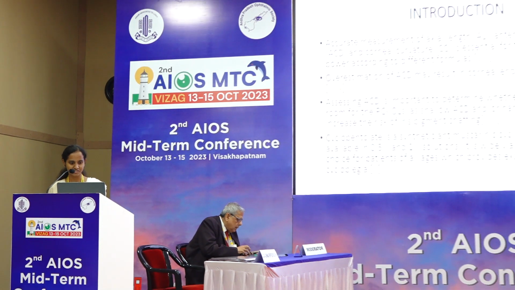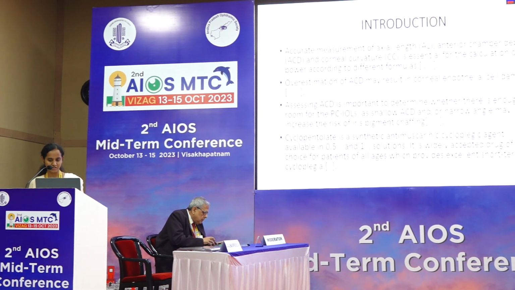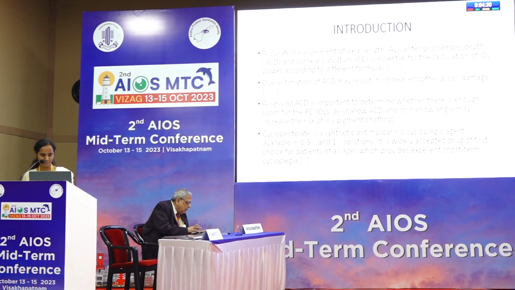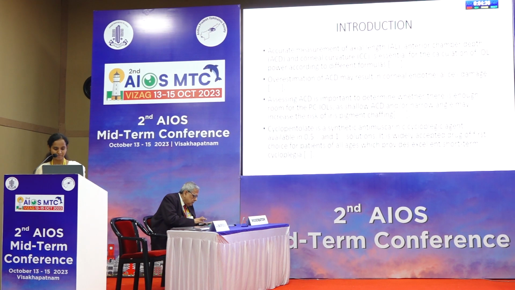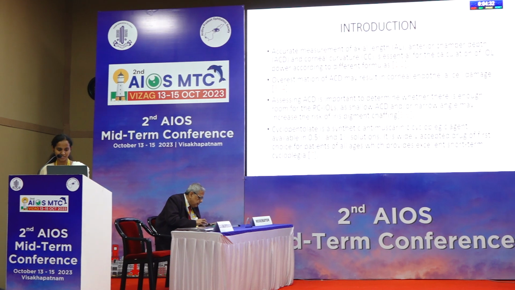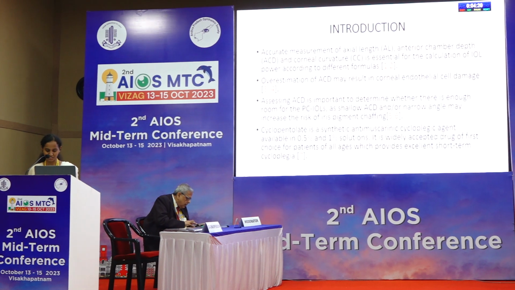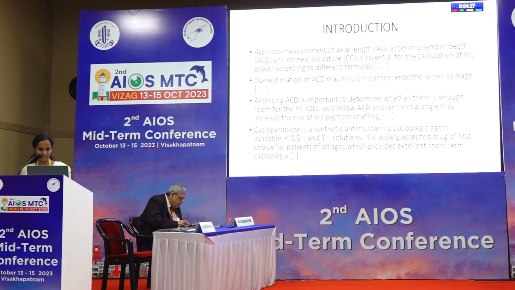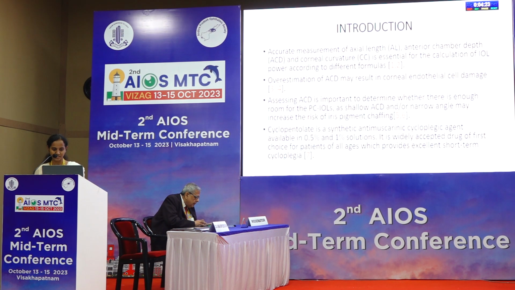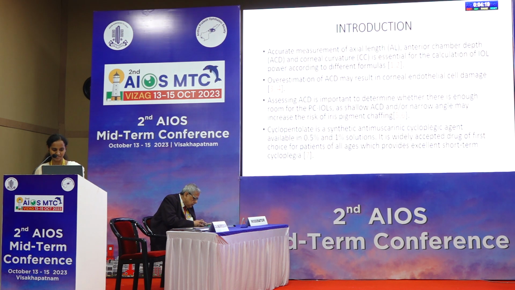Coming to the introduction, accurate measurement of axial length, anterior chamber depth, and corneal curvature are essential for calculating intraocular lens power according to different formulas. Assessing the anterior chamber depth is important to determine whether there is enough room for a posterior chamber intraocular lens, as shallow anterior chamber depth or narrow angle can increase the risk of iris pigment chafing, and overestimation of anterior chamber depth can result in corneal endothelial cell damage.